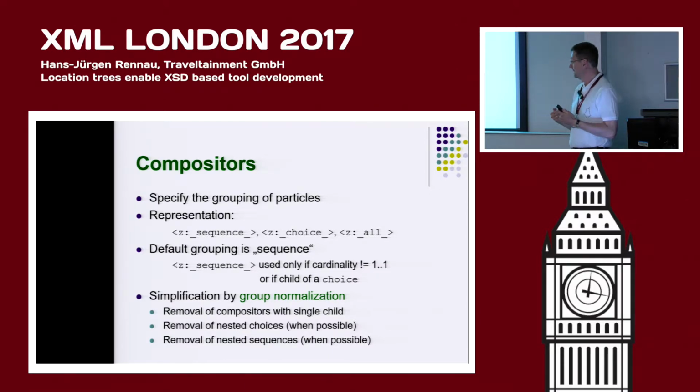And when the location tree is constructed in this process, an operation called group normalization is applied, which normalizes away as many groups as possible, which can be defined by the author, but which are in fact superfluous. For example, pseudo groups with a single member, or nested choices, or nested sequences. They are optimized or normalized away if it's possible without loss of information.